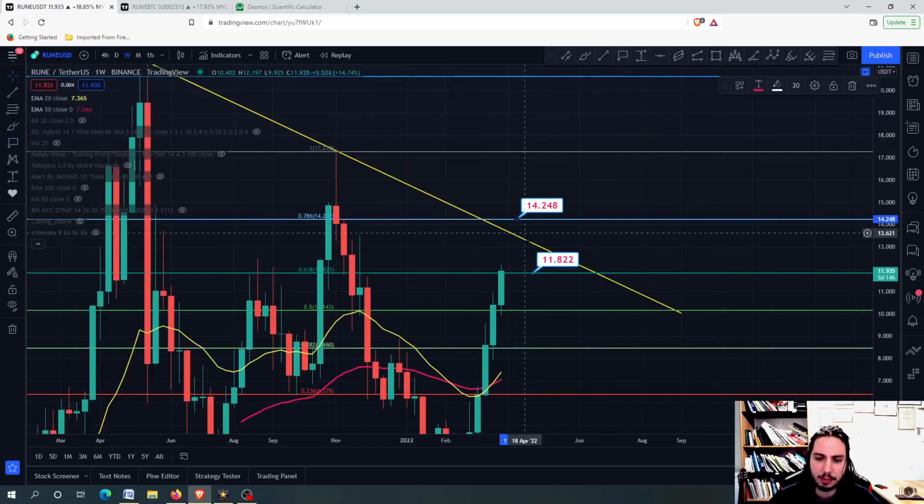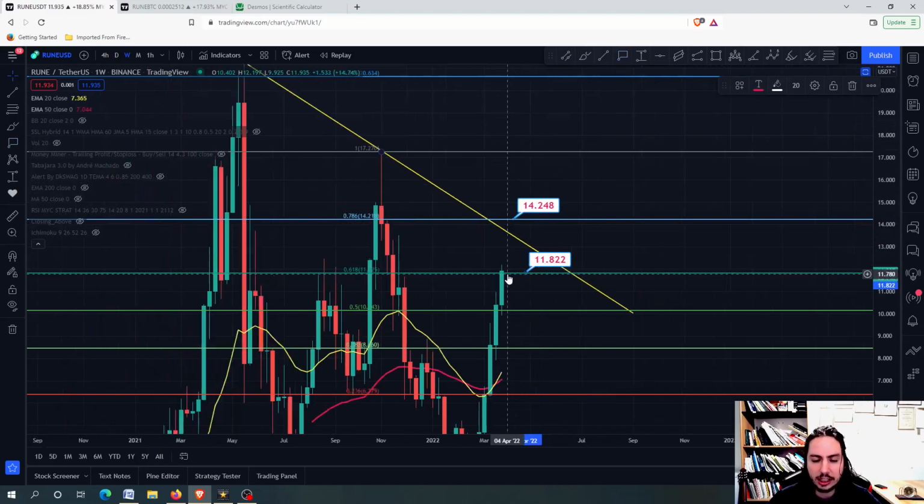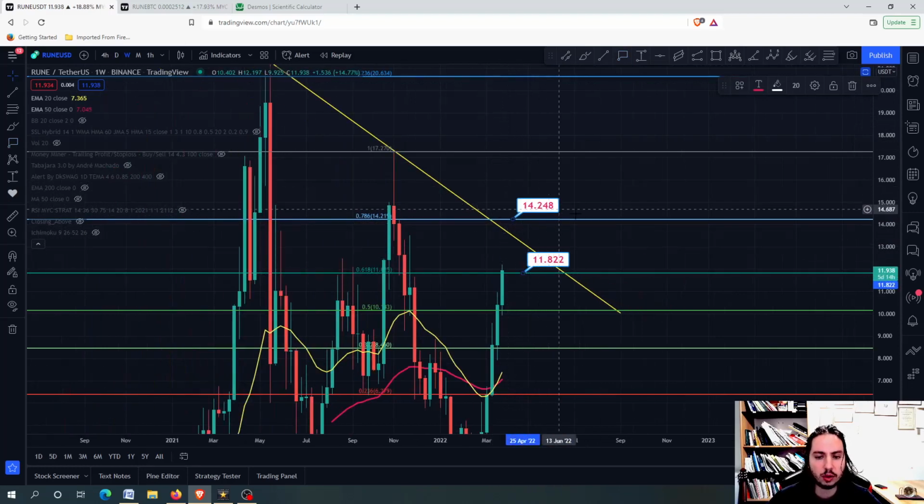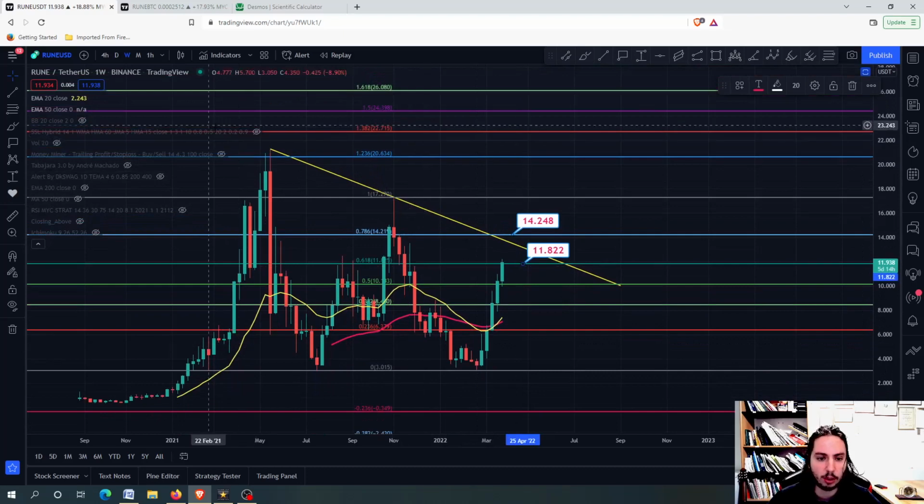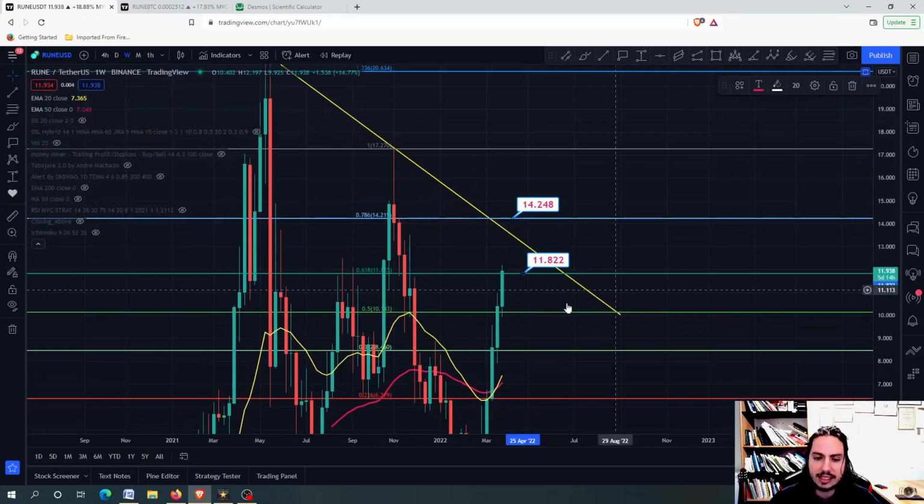So what is the case? Because if I take the Fibonacci retracement lines, we should probably be going to 14.24. But if I take the top trend line right here, we shouldn't be able to go towards the 14.24. Okay, what is next for RUNE?